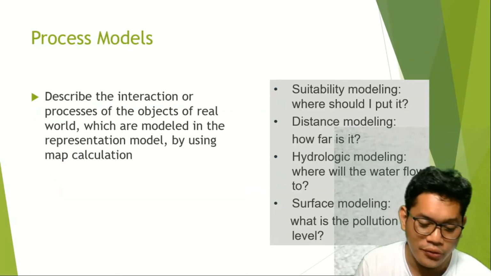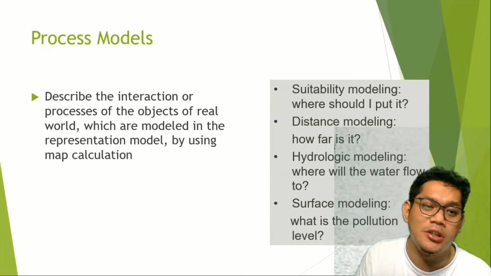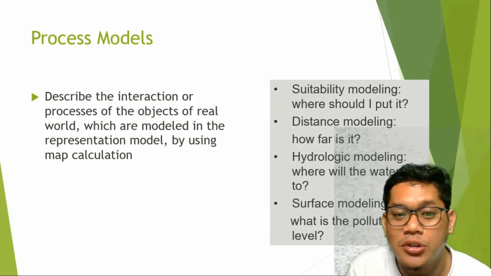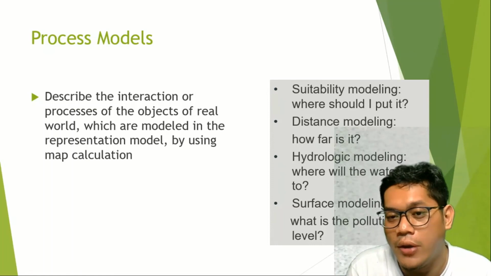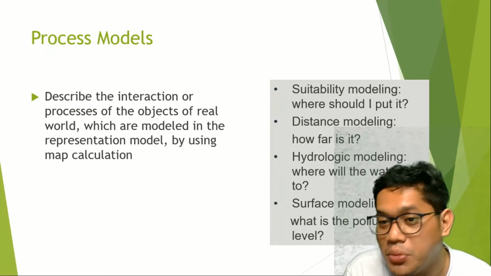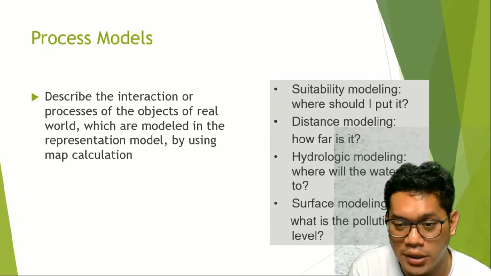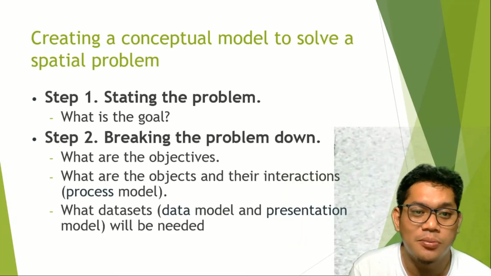So of course in the data modeling, the process model is very important because it describes the interactions or processes of the objects of the real world, which are modeled in the representation model using the map calculation. So you have to know whether you want to do distributive modeling, distance modeling, hydrology modeling, or surface modeling. So how do you create a conceptual model to solve a spatial problem?